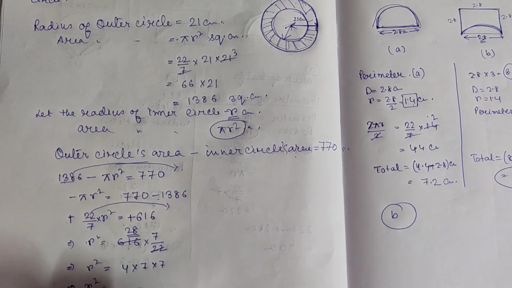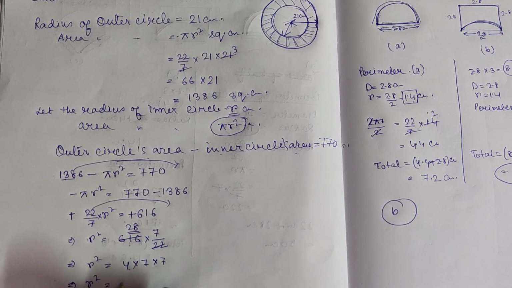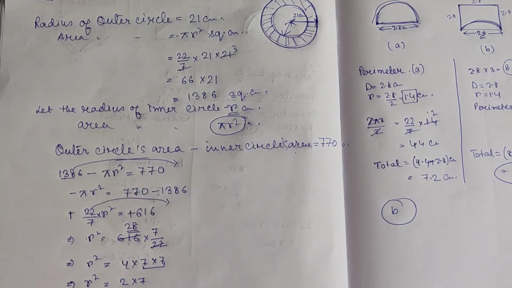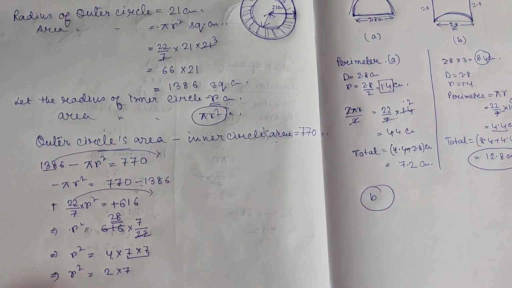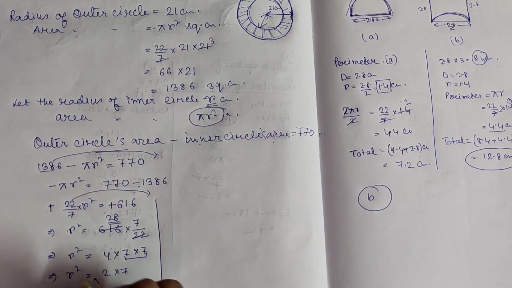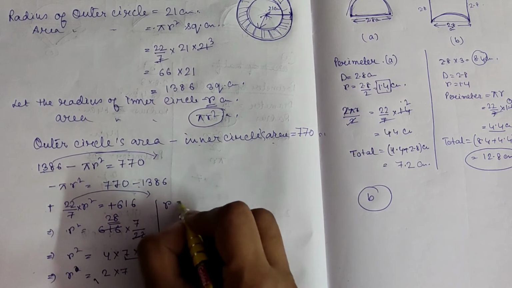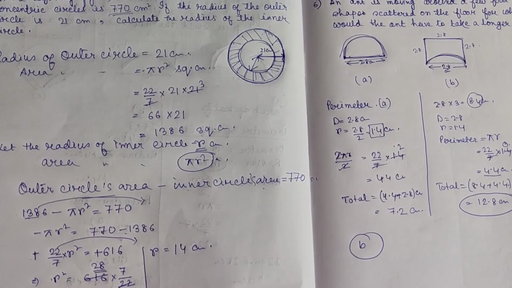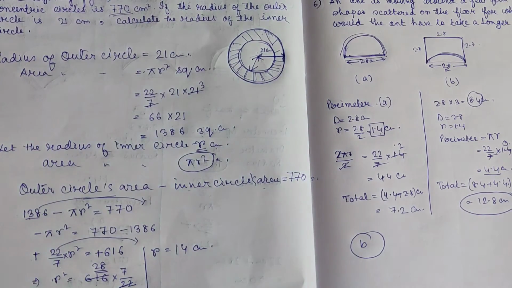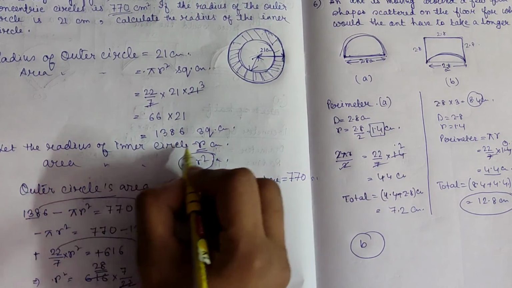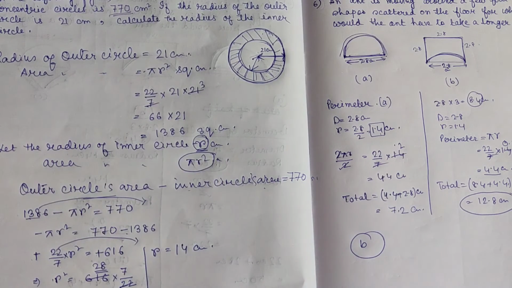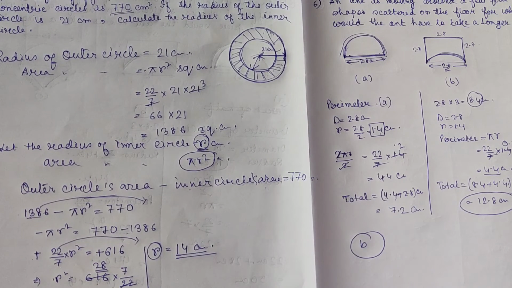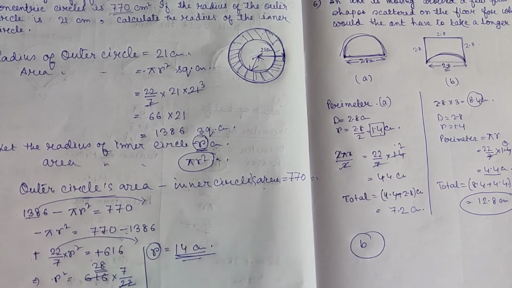So r square equal to, the root of 4 is 2, and of the 7s, I'll take only one 7. So if I take one 7, the square will be removed and r equal to 2 into 7, 14 centimeter. In the question, it is asked to calculate the radius of the inner circle, and we have assumed the inner circle radius be r. We have got the value of r is 14 centimeter. So the radius of the inner circle is 14 centimeter.